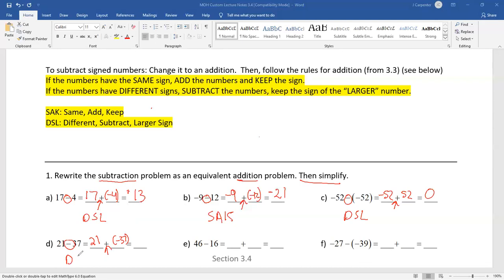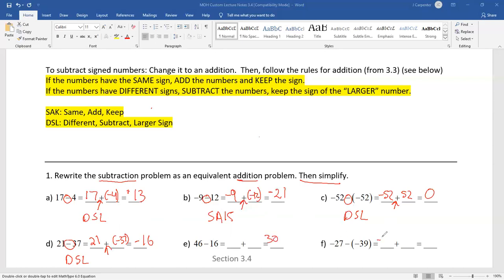Positive 21 and negative 37 are different signs, so DSL. We're going to subtract the larger minus smaller in absolutes. That's 37 minus 21, which would be 16. But then we keep the sign of the larger number. We called 37 larger because we're not considering its sign. 37 is negative, so it's negative 16. We said E, the answer is 30. Figure that out on your own.